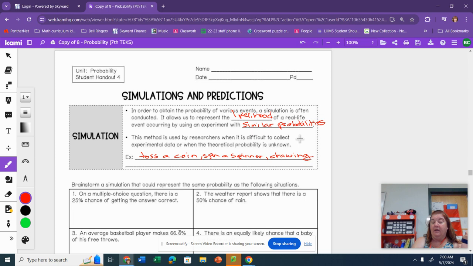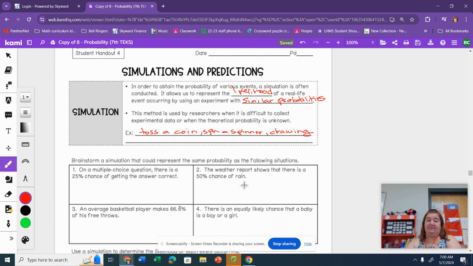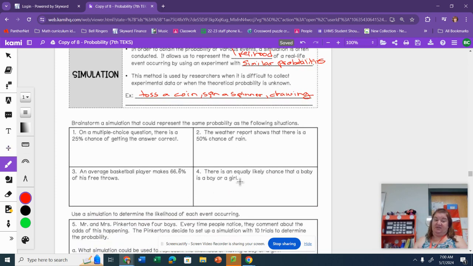Let me give you some examples. A multiple choice question, there's a 25% chance of getting the answer correct. So instead of having the kids take the test yet because you haven't put it out, what you could do is spin a spinner with 4 equal sections. And what would happen is you can predict the results based on this experiment.